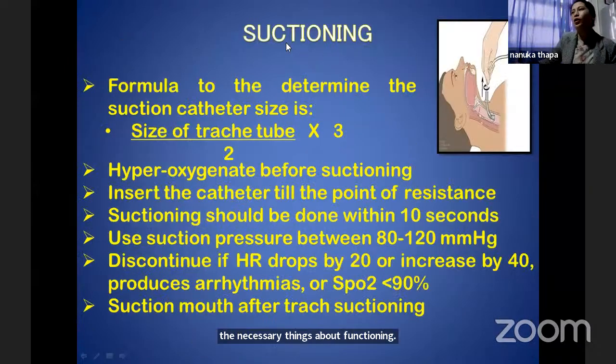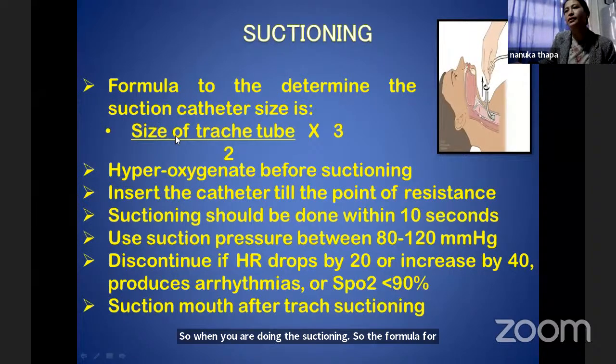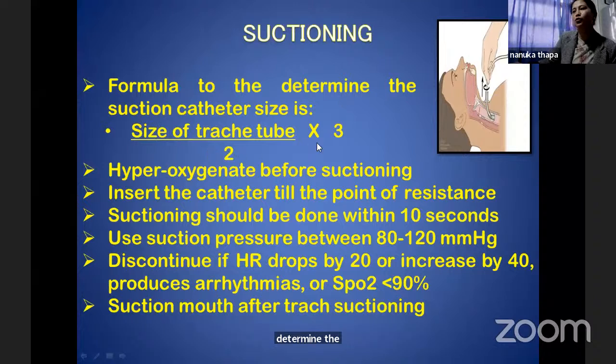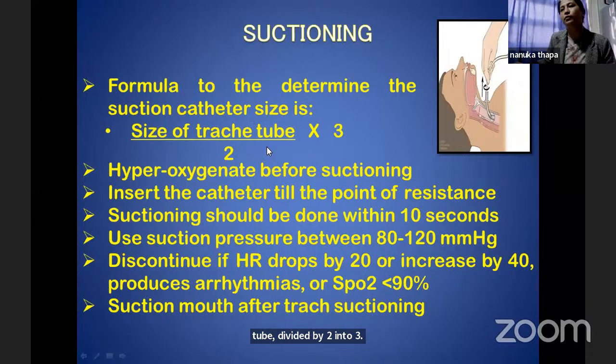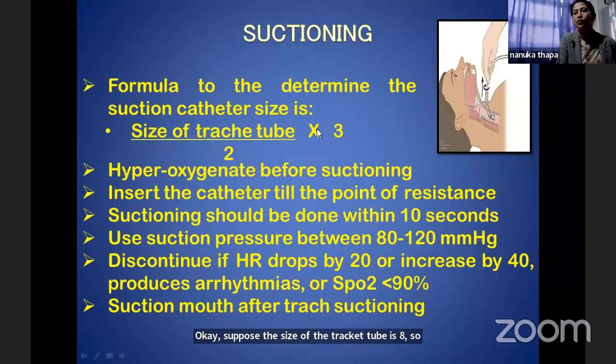So when you are doing the suctioning, the formula to determine the suction catheter size is mainly size of the tracheal tube divided by 2, into 3, okay? Suppose the size of the tracheal tube is 8, so divide by 2, it'll be 4, and into 3, it'll be 12. So the suction catheter size is 12, okay?